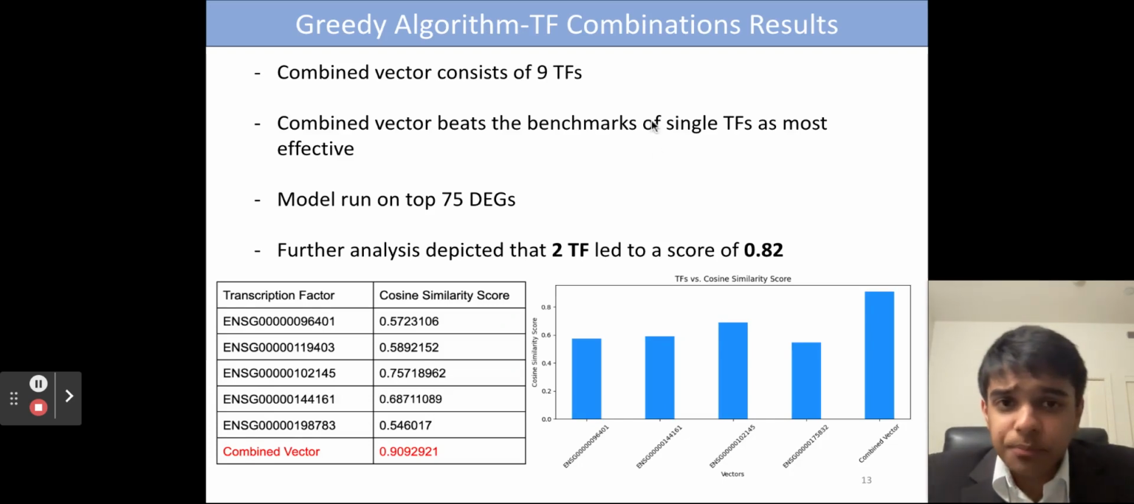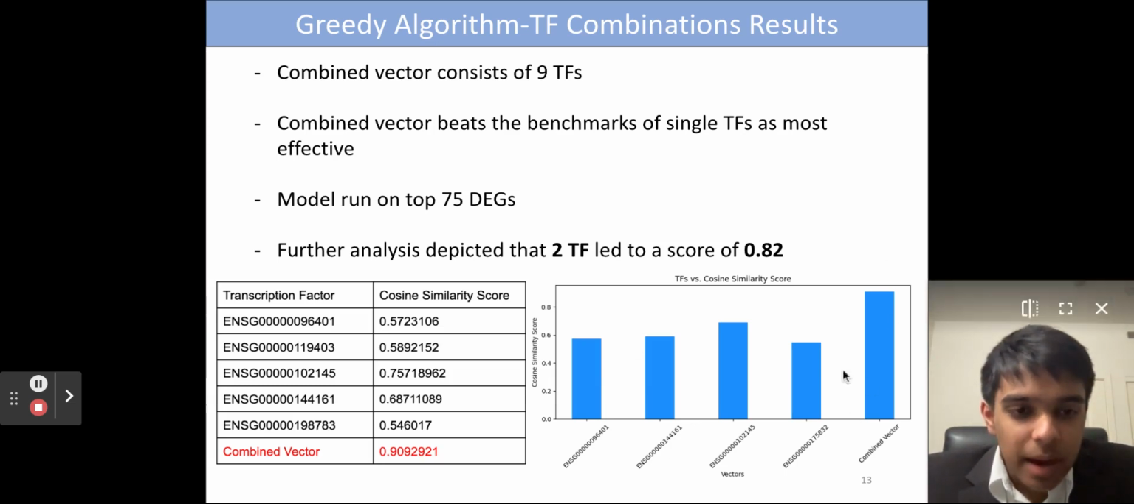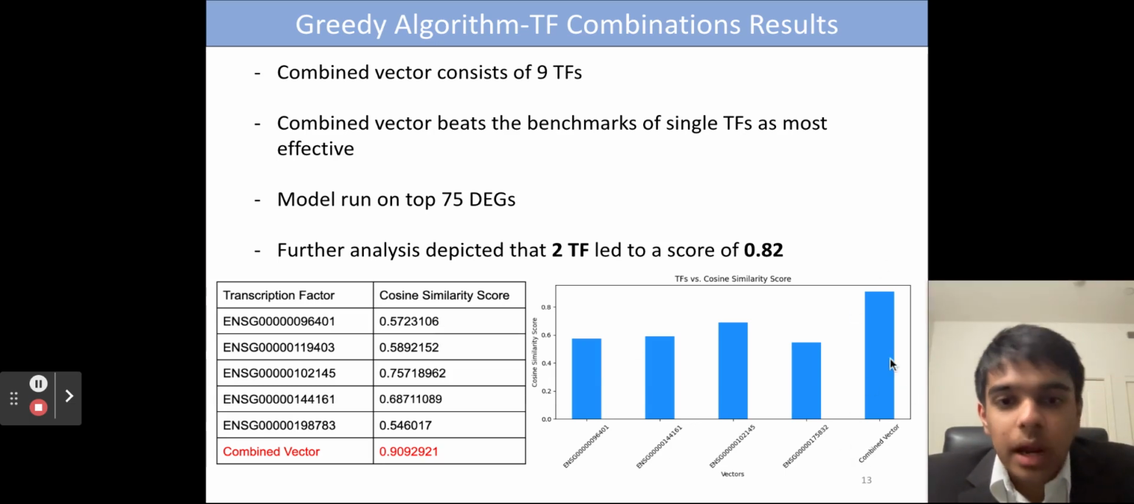So after running this model, we found a combined vector of 9 transcription factors. And as you can see in the results here, the combined vector from the model beat out the other results significantly with a combined vector score of 0.90.